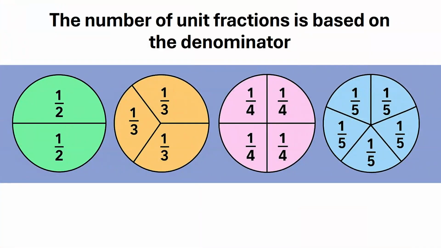Let's look at some examples. If a circle is divided into two equal parts, each part is 1/2. Two of these make one whole. If it's divided into 3 equal parts, each part is 1/3. 3 of these make one whole. 4 equal parts means each is 1/4. 5 equal parts means each is 1/5. So, the bigger the denominator, the more pieces the whole is cut into.